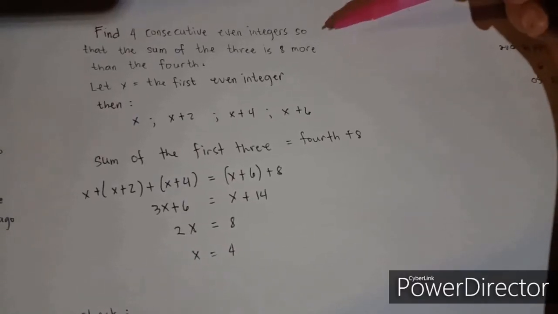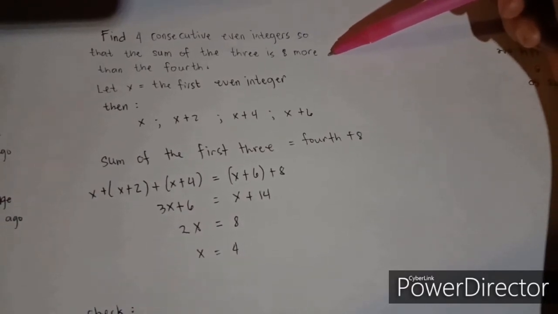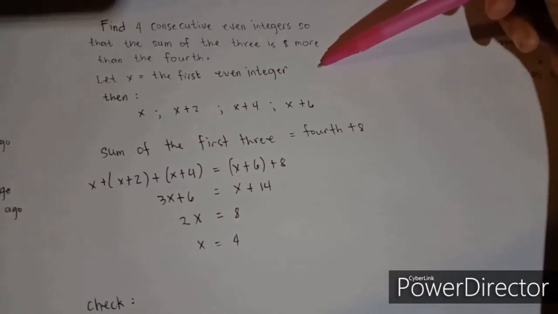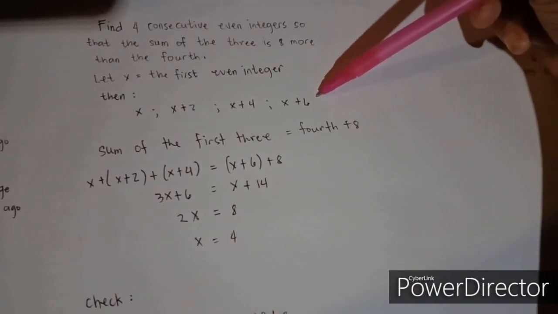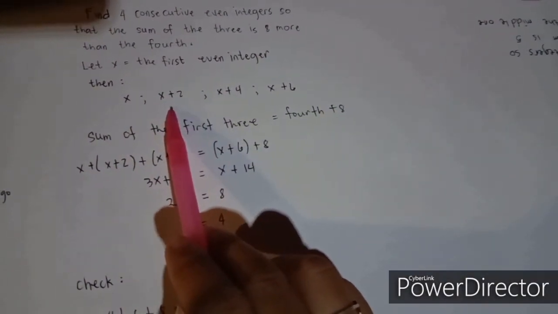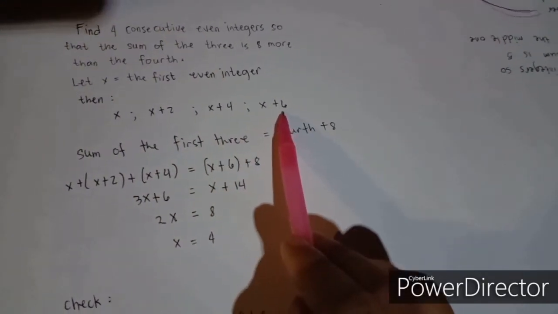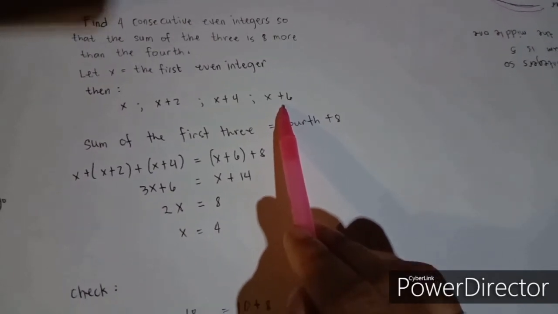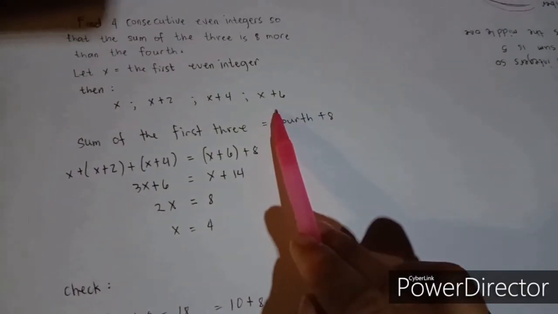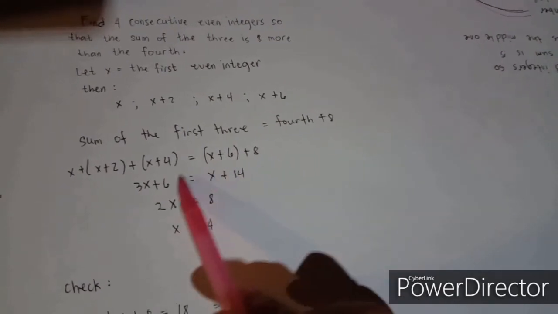Find 4 consecutive even integers so that the sum of the first 3 is 8 more than the 4th. So let x be the first even integer. Since there are 4 integers, x will be the first one and x plus 2 will be the second one. x plus 4 will be the third one and the last one will be x plus 6. So the sum of the 3 is equal to the 4th plus 8. So x plus 6 is the 4th, so x plus 6 plus 8.